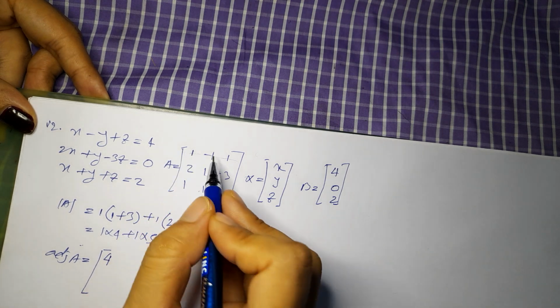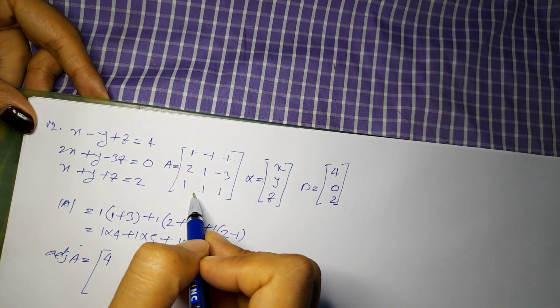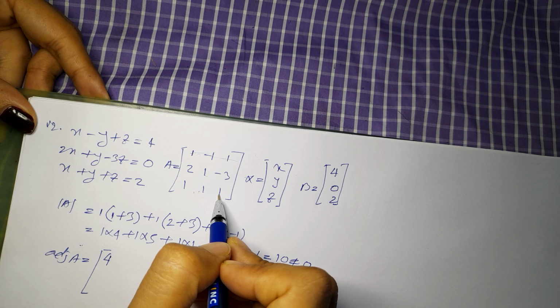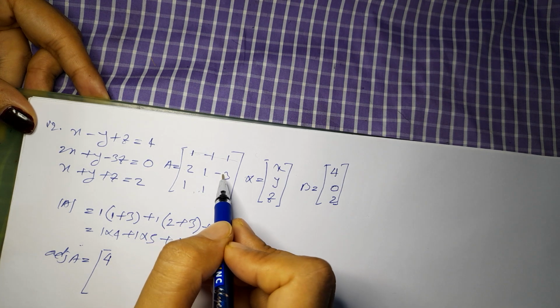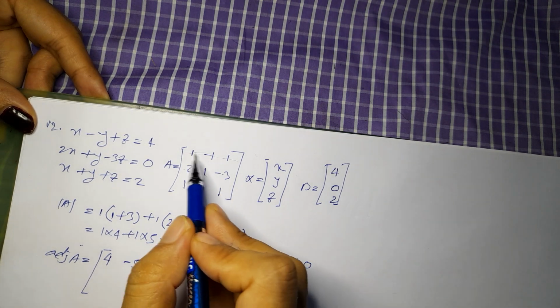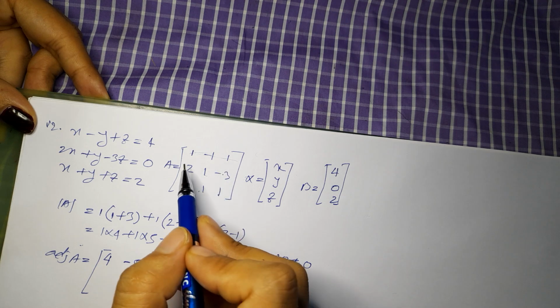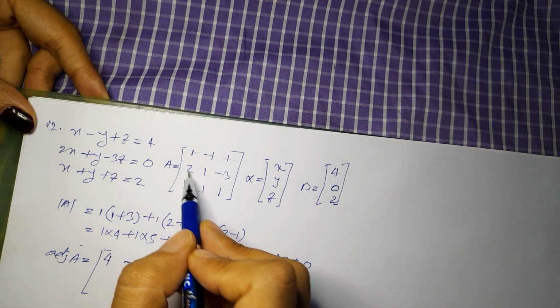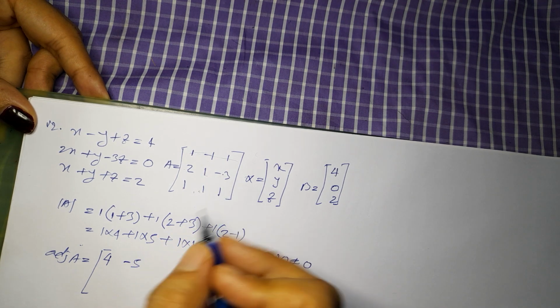Now here is a negative sign. Eliminate this row and column. So 2 minus, this is 2, and minus became plus. So 3, 4, 5 from the formula, that is minus 5. Now eliminate this row and column. Here is a positive. Eliminate this row and column. So it will be 2 minus 1, that is 1.